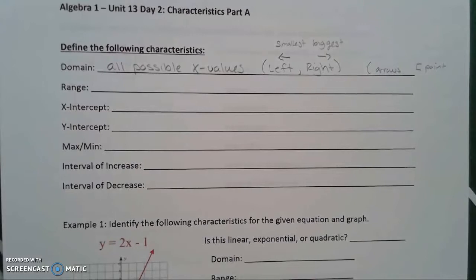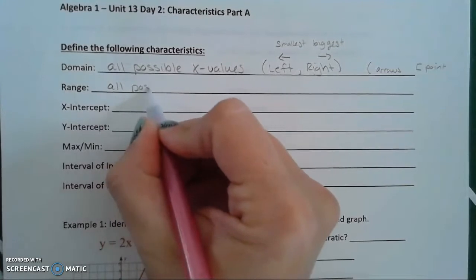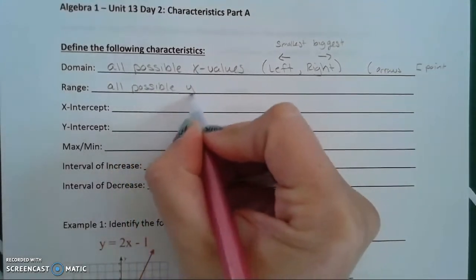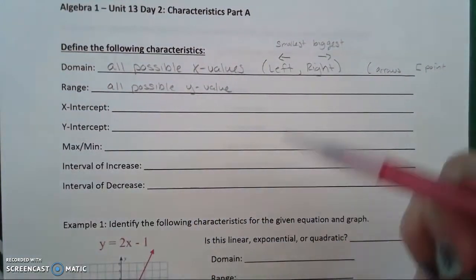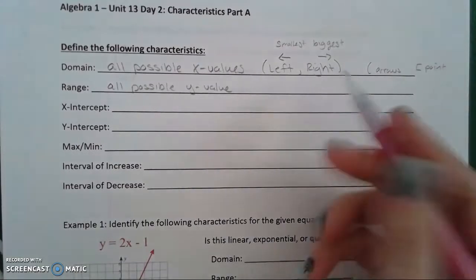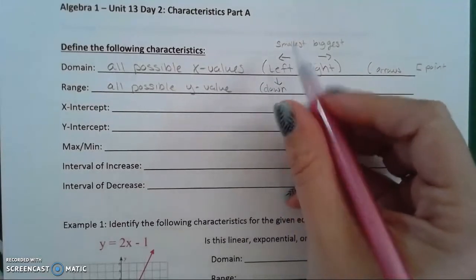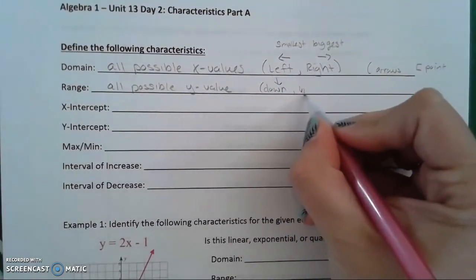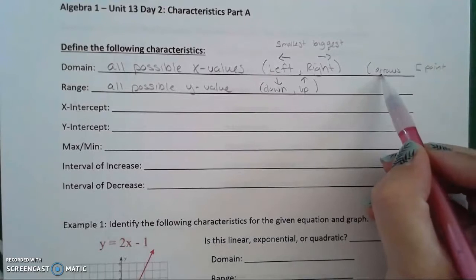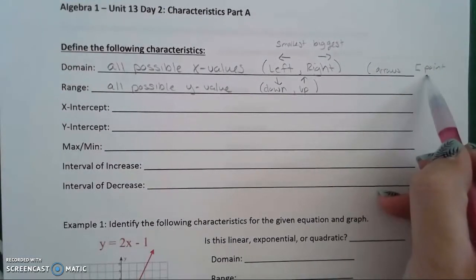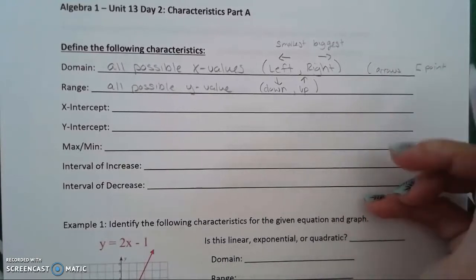Our range is very similar to the domain, except it's not all possible x's, it's all possible y values. So the only difference is y's don't go left and right. Y values go up and down. So the smallest y value is actually going to be down. So we're going to look down to get our smallest y value. Then we look up to get our biggest y value. Again, if there's an arrow, we're going to use a parenthesis. If there's a point, we're going to use a bracket. So the same rules apply for domain and range here.